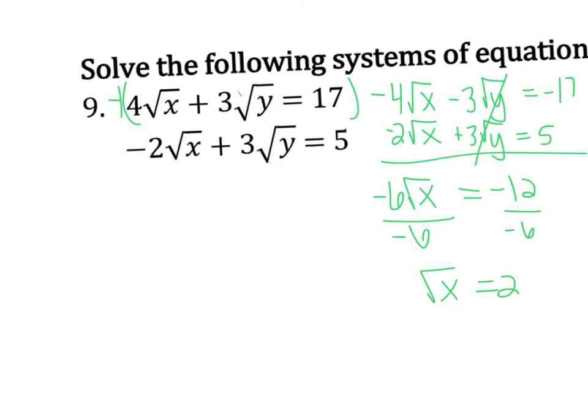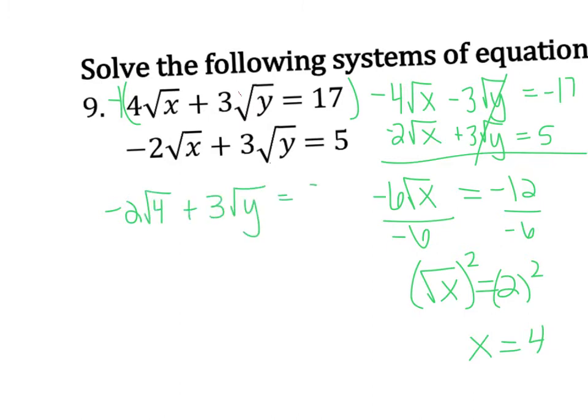And then we're trying to solve for x. We're going to undo that square root by squaring both sides. So we have x equals 4. So now once we get one of the variables, we're going to plug it into one of our equations to get the other variable. So we take this 4, I'm just going to plug it into the bottom one here. Now this, -2 root 4 is 2 times -2, so that little piece equals -4.